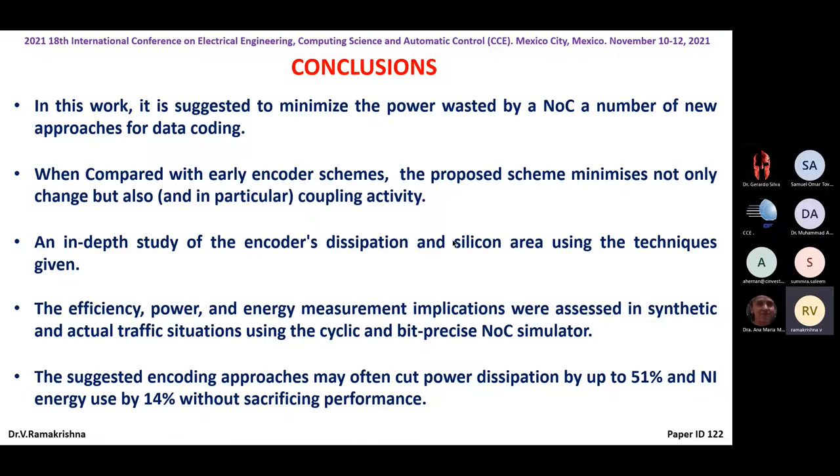Coming to the conclusion, this work mainly suggests minimizing the power wasted by the network on chip. Two methods or two schemes are proposed. When compared with earlier encoder schemes, the proposed scheme minimizes not only the changes but also the coupling activity. An in-depth study of the encoder distribution was done in the silicon area using the techniques given. The suggested encoding approaches give savings of up to 50% power dissipation and 14% of network interface energy use, and we have achieved this saving of power without sacrificing any performance.